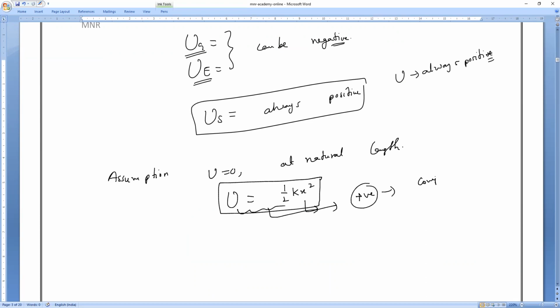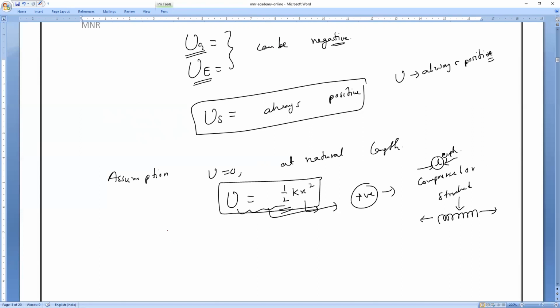Understanding? Either the spring is compressed or the spring is stretched or elongated. Stretched means length is increasing or decreasing? Length is increasing. Compression means length is decreasing or increasing? Decreasing. In both the cases, the potential energy stored in the body is always positive.